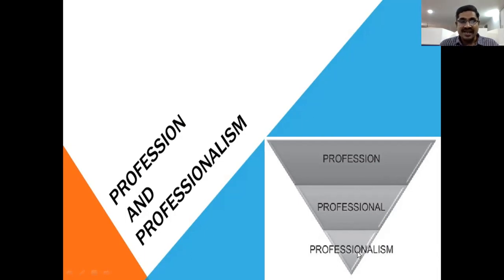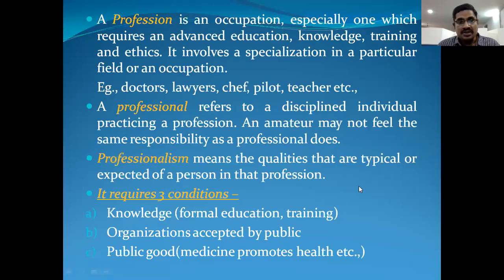So that is professionalism. Now coming to these definitions. A profession is an occupation, especially one which requires advanced education, knowledge, training, and ethics. It involves specialization in a particular field of occupation, like doctors, lawyers, chefs, pilots, teachers, engineers, etc.